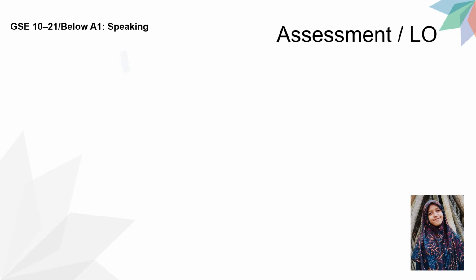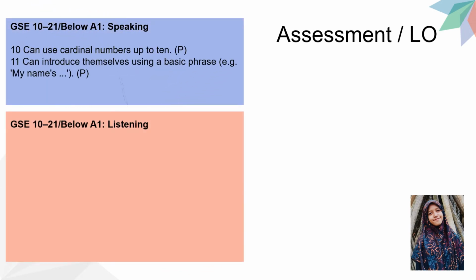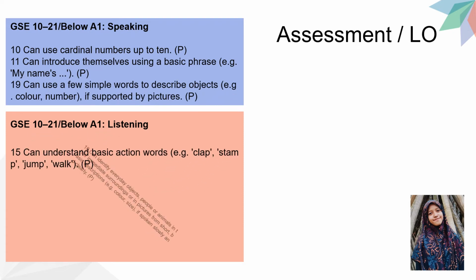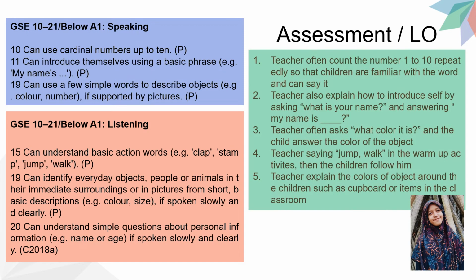And for the assessment, our group used learning objectives from GSE by identifying activities according to the LO below, A1, that is speaking and listening. In the speaking, number 10: can use cardinal numbers up to 10. In the video, the teacher often counts the numbers 1 to 10 repeatedly so that children are familiar with the words.